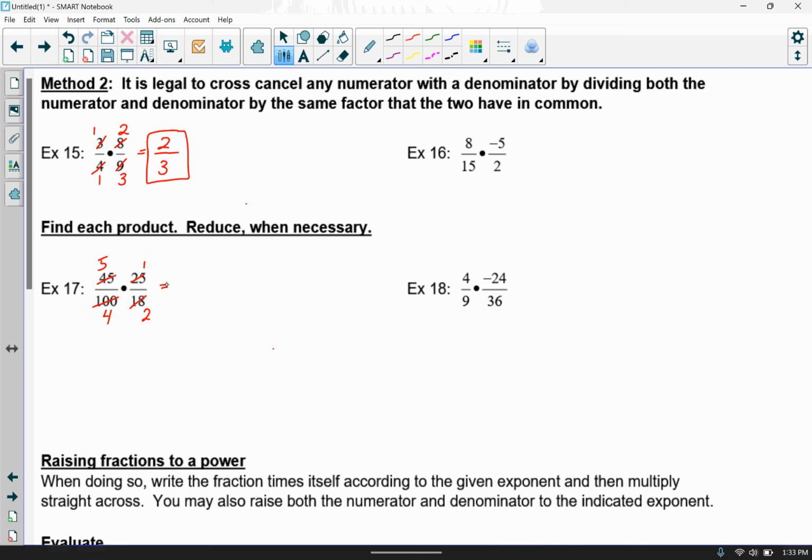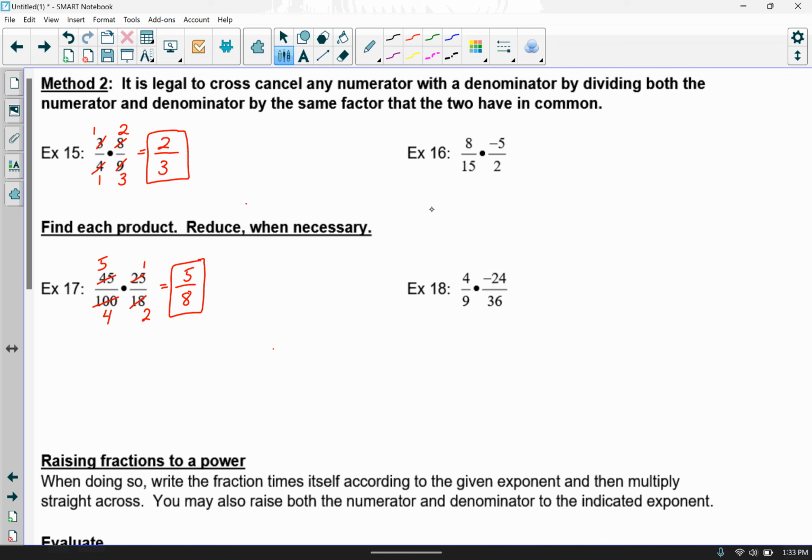And now, let's multiply straight across. 5 times 1 is 5. 4 times 2 is 8. And then I know I can stop here. 5 and 8 do not have anything in common, and I am good to go. Okay, final answer.